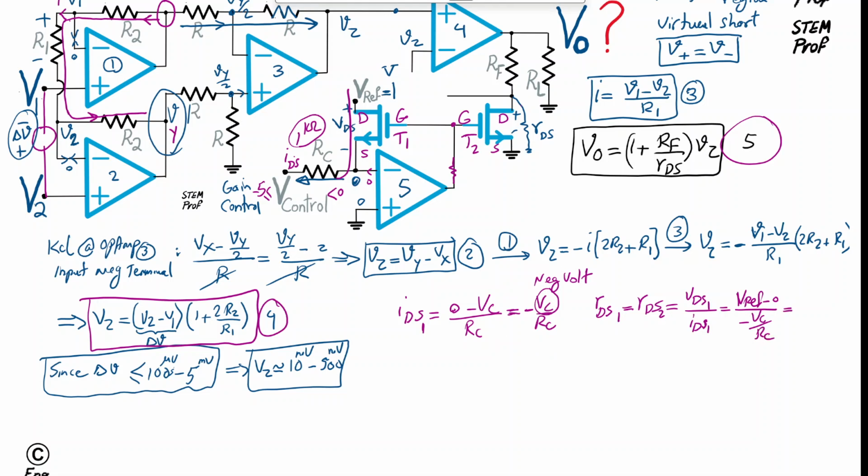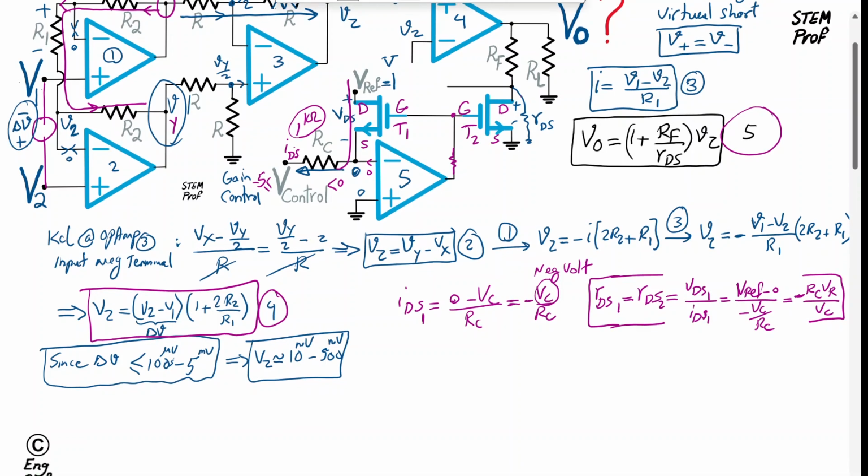And then with the values that we have selected, Vref is 1 volt, and we have basically this outcome, minus RC. Let's keep it as Vref. I can replace that later over VC. So this is the value of RDS1 and RDS2. Now I'm going to substitute this equation 6.